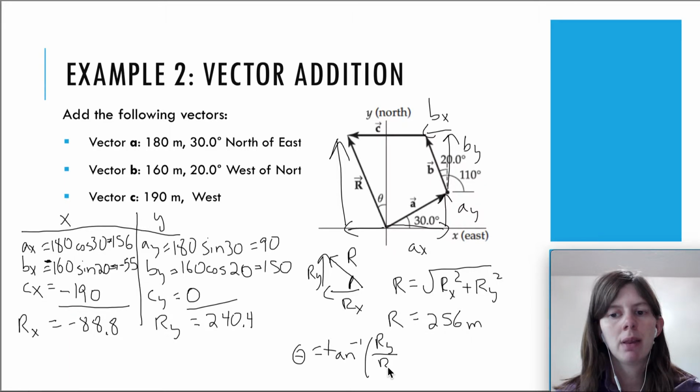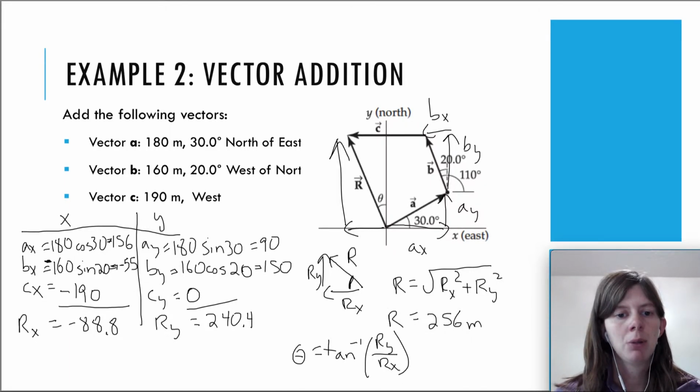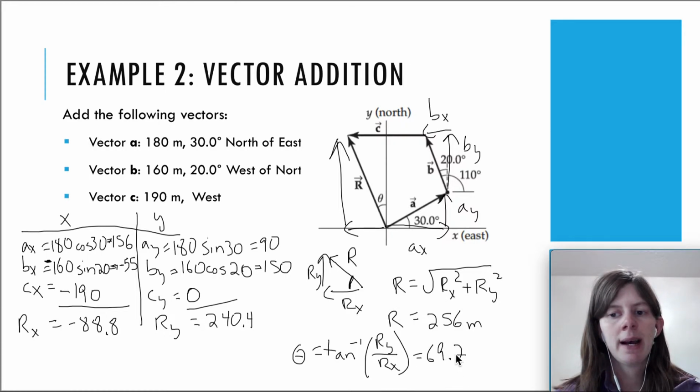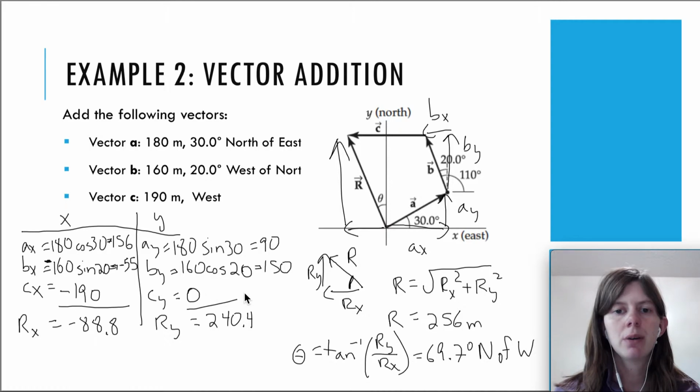So when I plug this in, I'm going to get 69.7 degrees. Again, I only put in positive numbers in here. And now I can say, okay, based on my sketch here, this is, just like the previous example, going to be north of west. So that concludes this video. I hope that you understand how to add vectors algebraically.